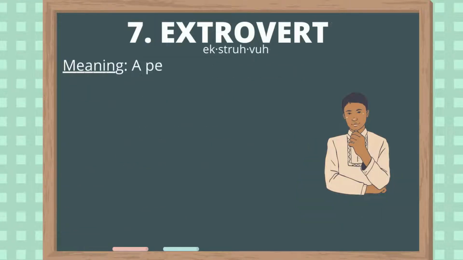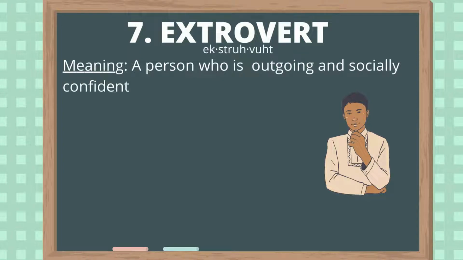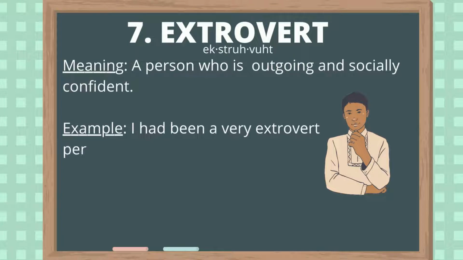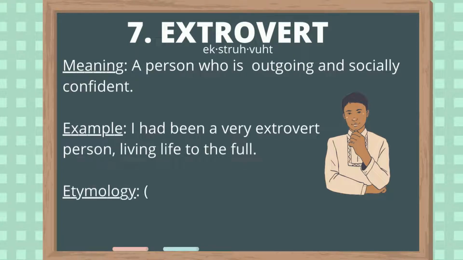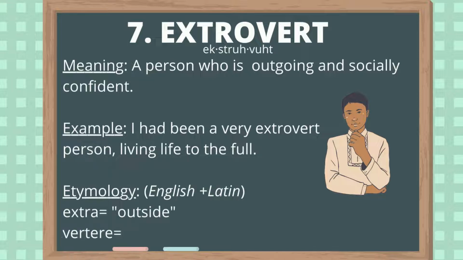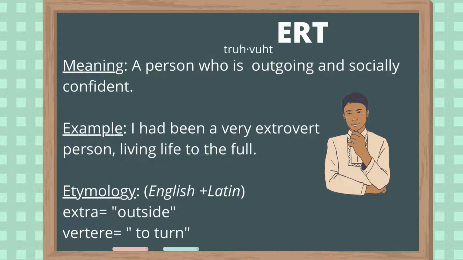Number 7. Extrovert. An extrovert person is someone who is outgoing and socially confident. For example, I had been a very extrovert person, living life to the full. Extrovert has been derived from English and Latin words extra, which means outside, and vertere, which means to turn.